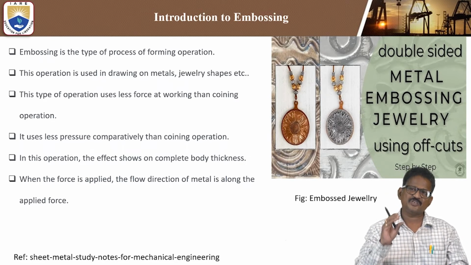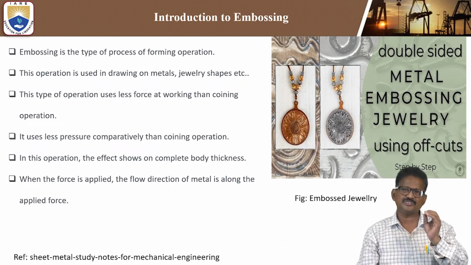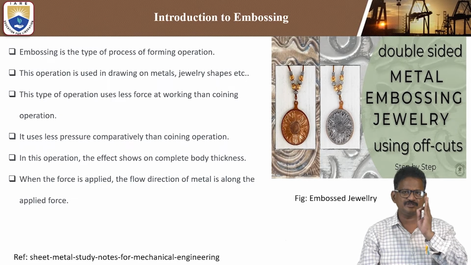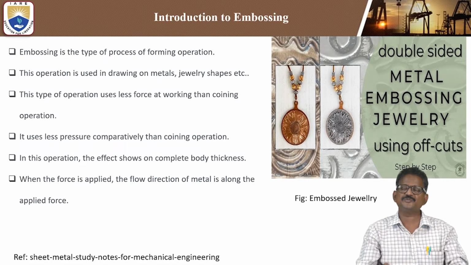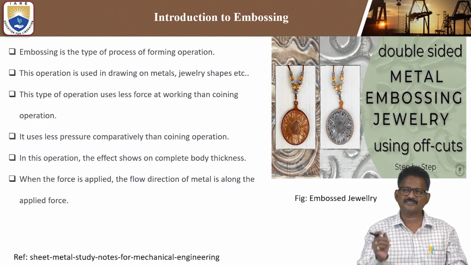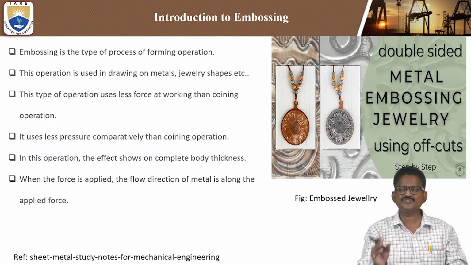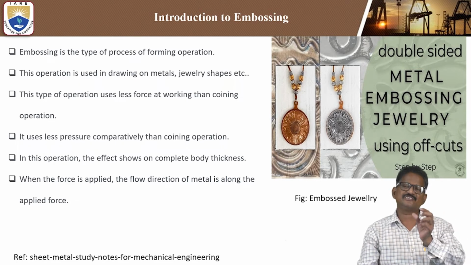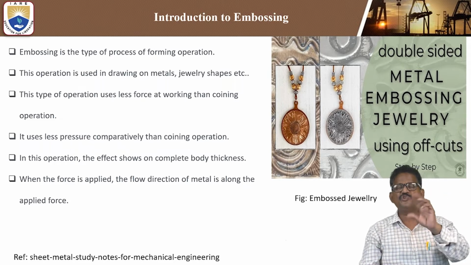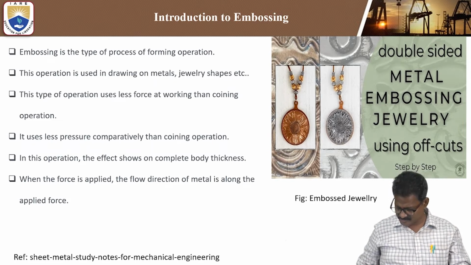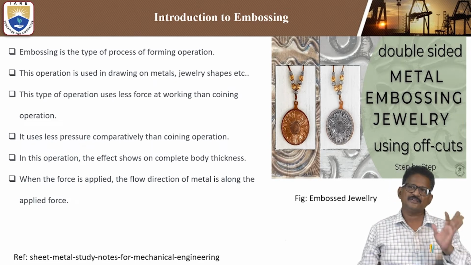So this is the importance of embossing. Embossing is a forming process, and it is mainly used for drawing on metals, jewelry shapes and ornaments, such as women's ornaments like jhumkas and necklaces, whatever jewelry can be embossed as per the requirement of the customer. The pressure required is less compared to coining. Coining means both sides can be impressed. That is the basic fundamental difference between coining and embossing.